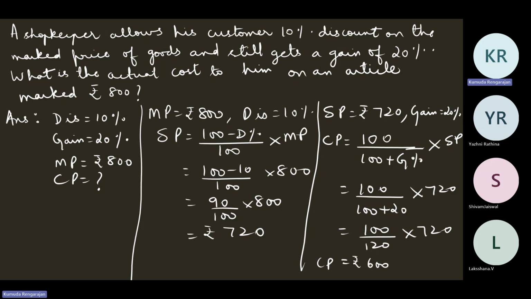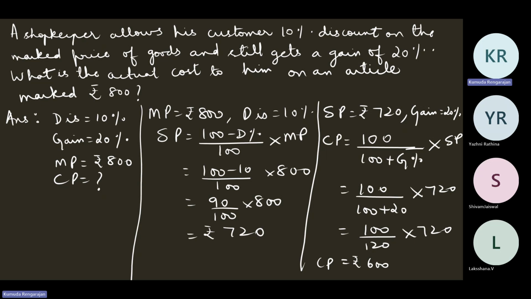So the cost price for the shopkeeper is 600 rupees, but he marks it at 800. The shopkeeper buys it for 600 rupees and on the tag in his shop, he shows 800 rupees. And then he tells his customer 10% discount. So his customers are actually paying him 720 rupees. But how much did he pay for it? He paid only 600.